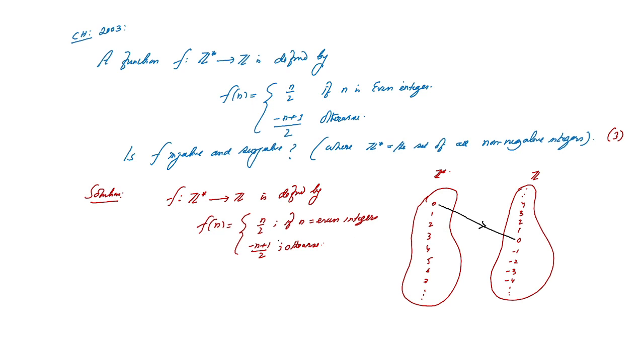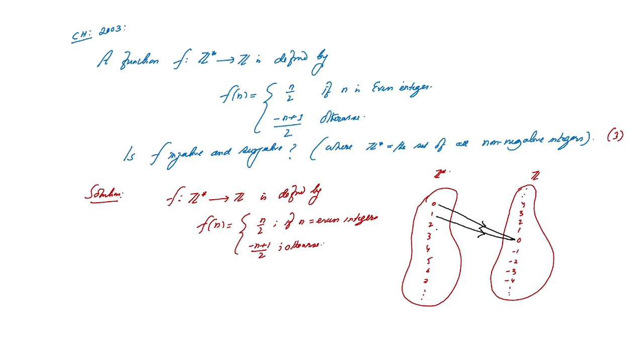Next I will start with 1. 1 is an odd integer. If you put 1 here, minus 1 plus 1 by 2, it will be 0 by 2. So 1 again goes to 0. That tells us 0 and 1 are not equal but their images are the same. That means it is not injective.